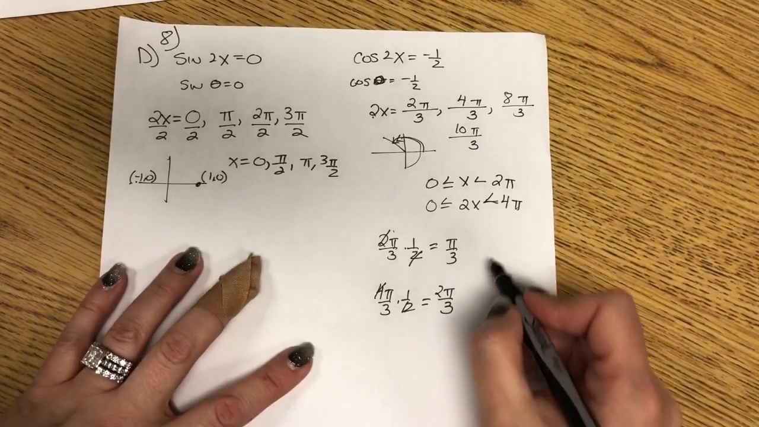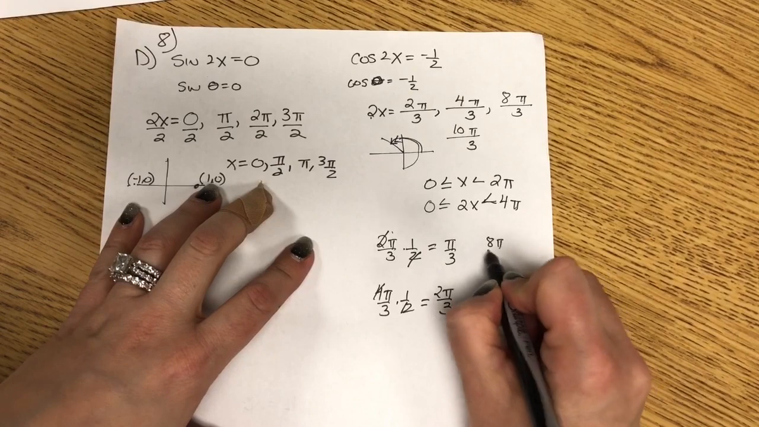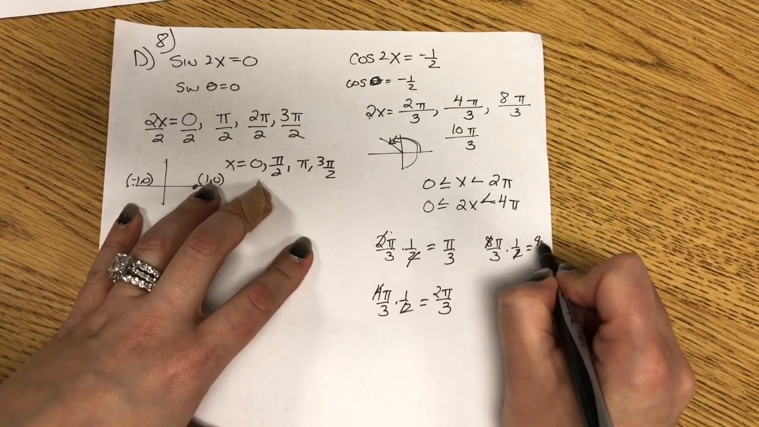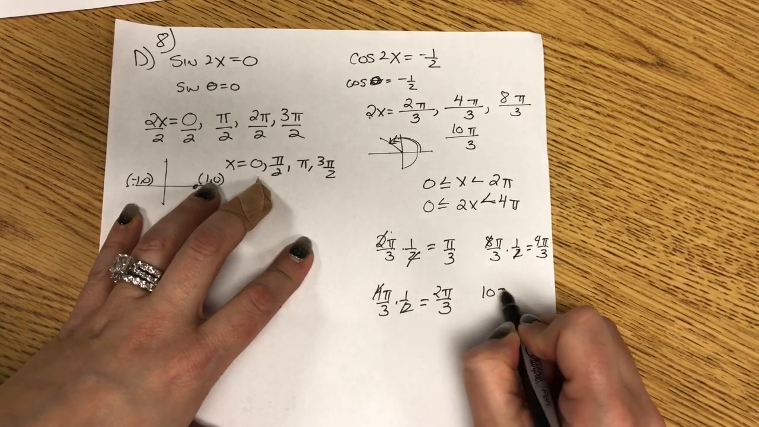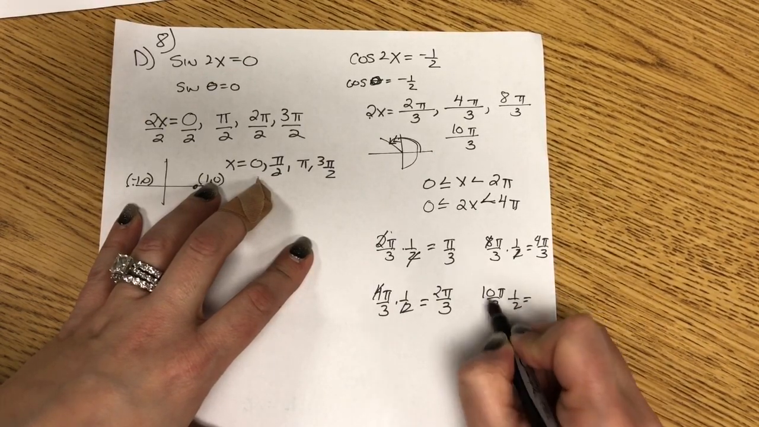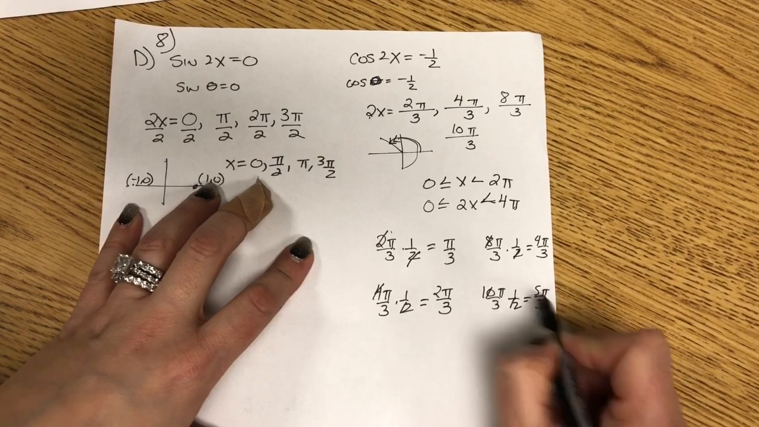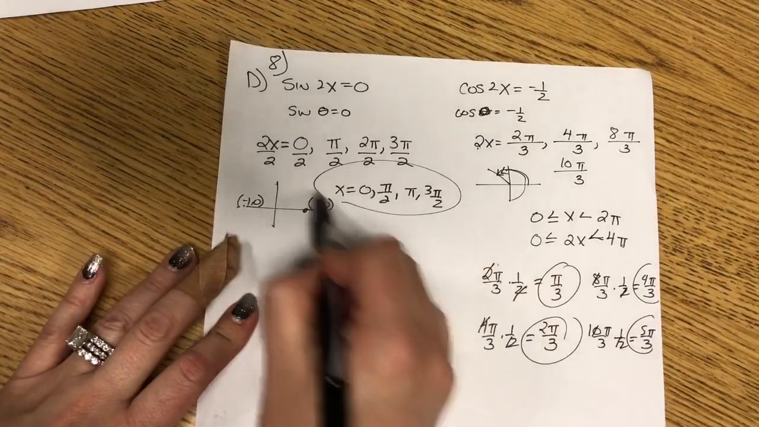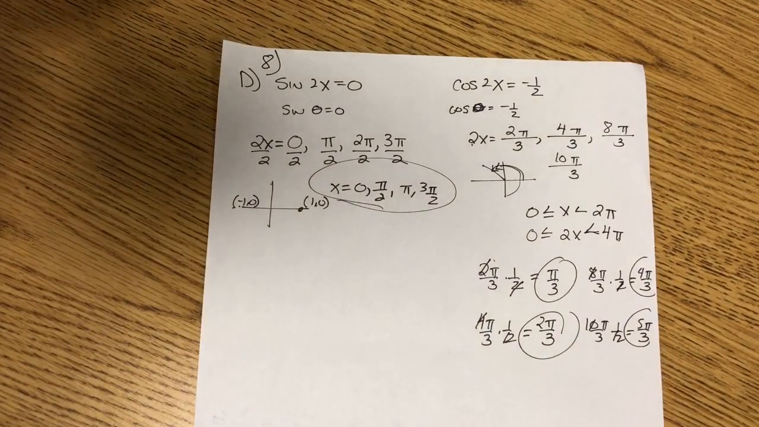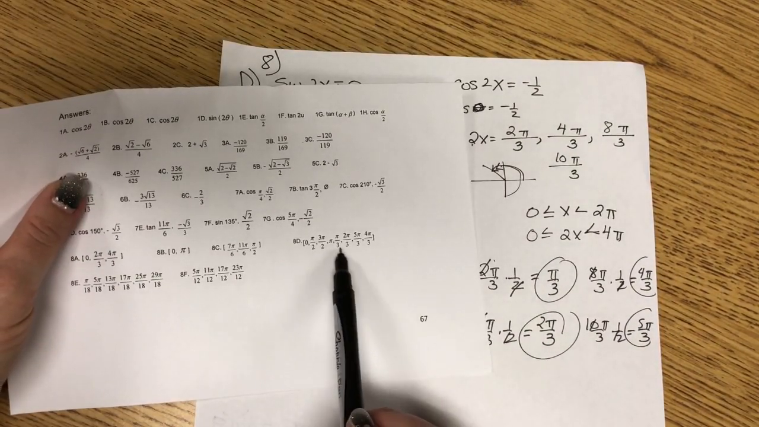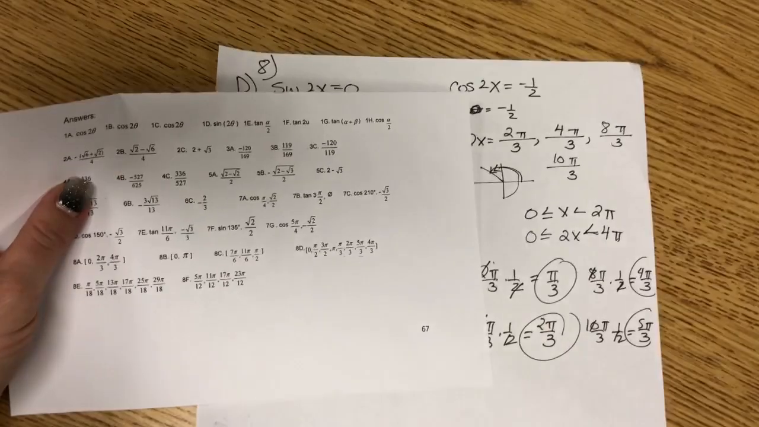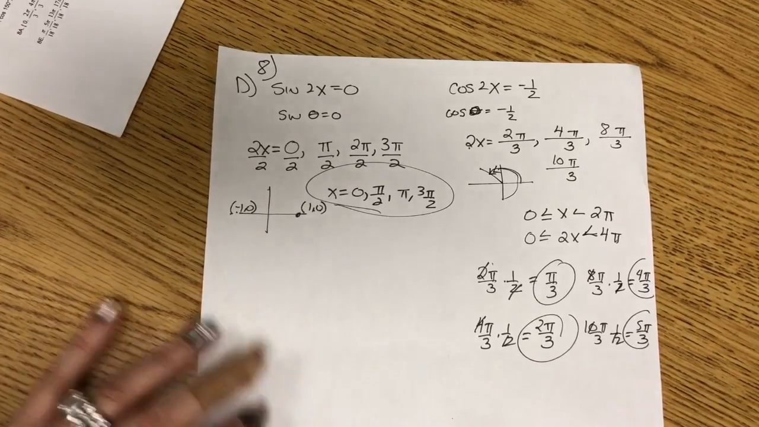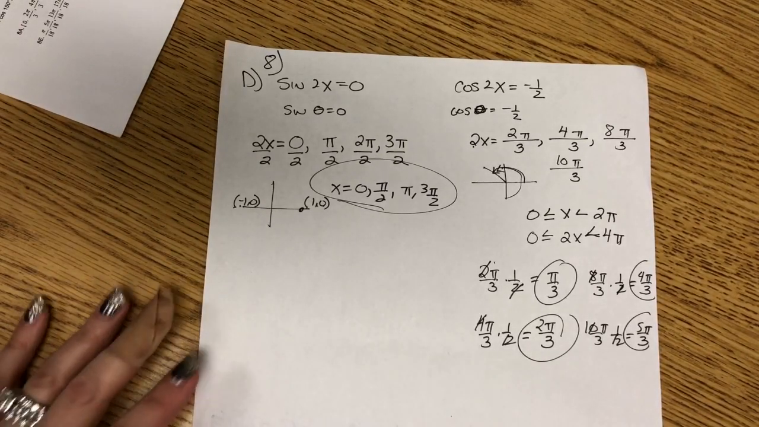This is such a better, much more thorough explanation than the other video, I'm sorry. 8 pi over 3 times a half gives me 4 pi over 3, and then 10 pi over 3 times a half gives me 5 pi over 3. So these are the cosine answers, and then we had these 4 answers from the sine, and that's how we get these other answers here. It's the same logic for E and F. Okay, let's see, where's my E?